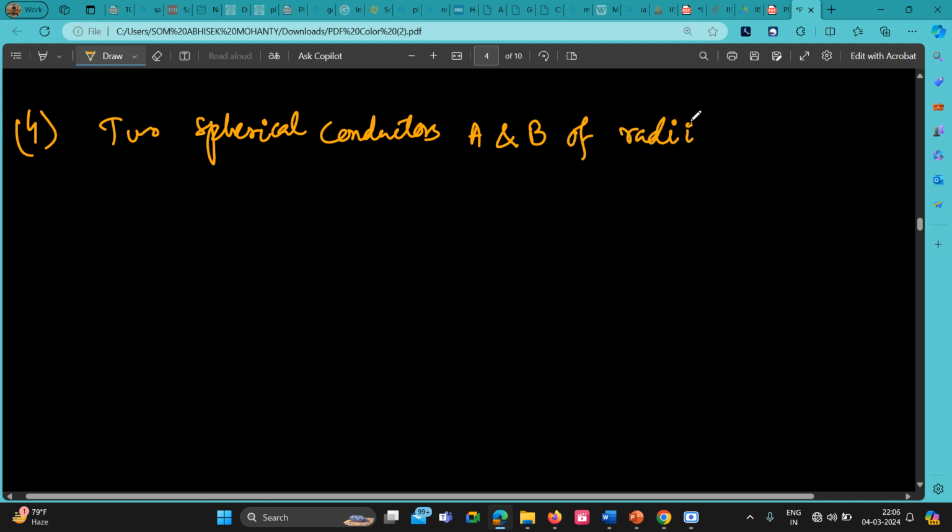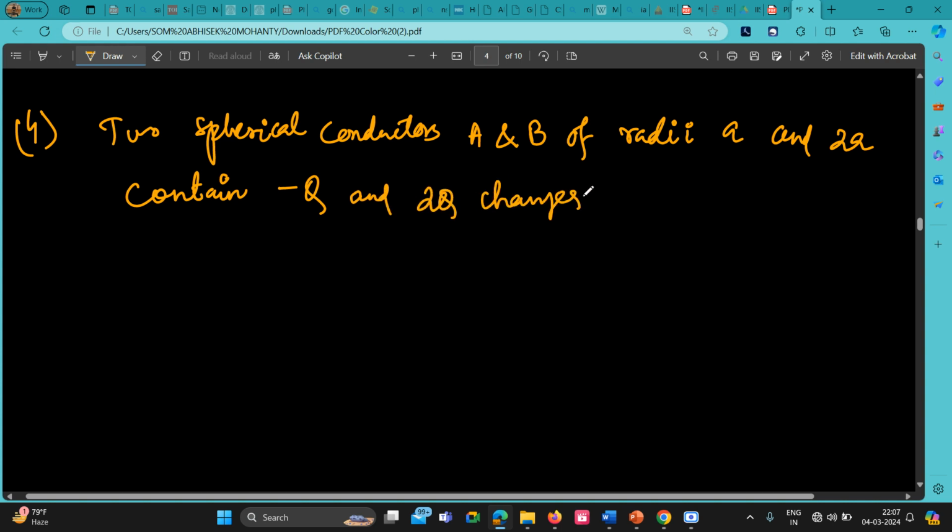Okay, next question. Question number 4. Two spherical conductors A and B of radii A and 2A contain minus q and 2q charges respectively.